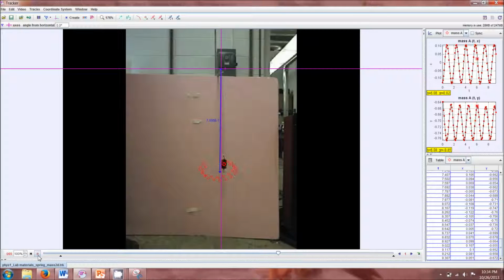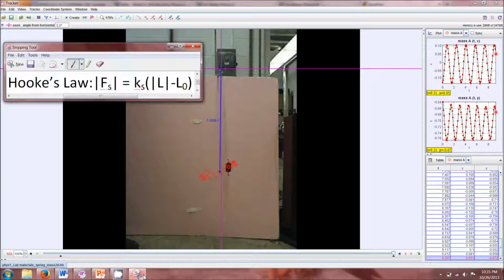Information needed to create the model of the motion, including the relaxed length of the spring and the spring constant, was calculated from observations of the mass using a form of Hooke's law, which states the force of the spring is proportional to the stretch of the spring.